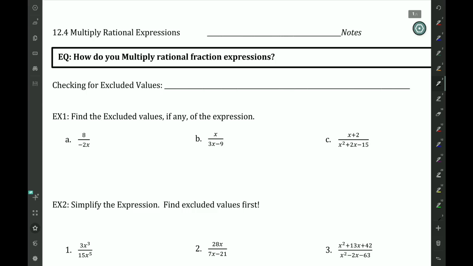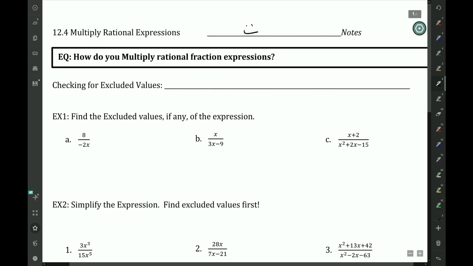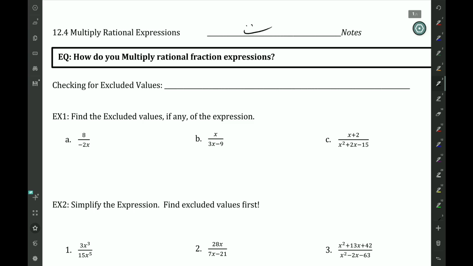Hello, Algebra 1, and welcome to 12.4, Multiplying Rational Expressions. Yes, we skipped ahead a little bit, but it'll be nice and easy here for our notes today. So let's get right on into it. The essential question: how do you multiply rational fraction expressions?